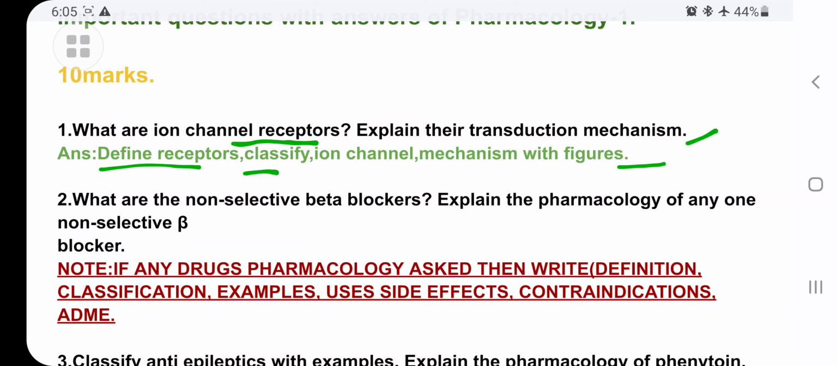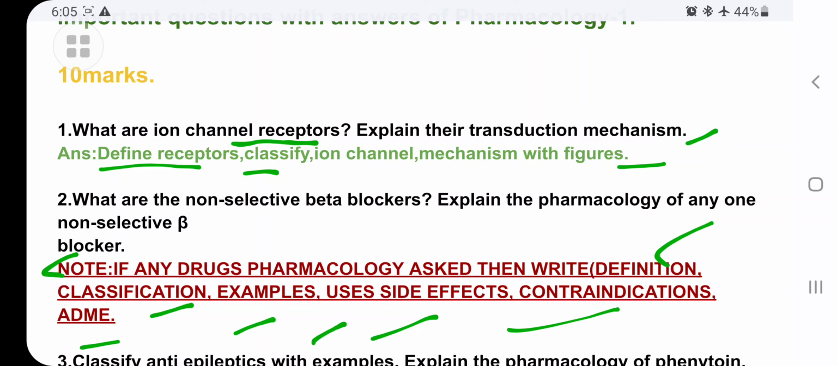What are non-selective beta blockers? Explain the pharmacology of any one non-selective beta blocker. See, you know that beta blockers are anti-hypertensive drugs. If you write on anti-hypertensive drugs, no problem. One point to remember here: if any drug's pharmacology is asked, then at least write the definition, classification, example, uses, side effects, contraindication, then ADME. If you don't know anything, at least write uses, side effects, contraindication.